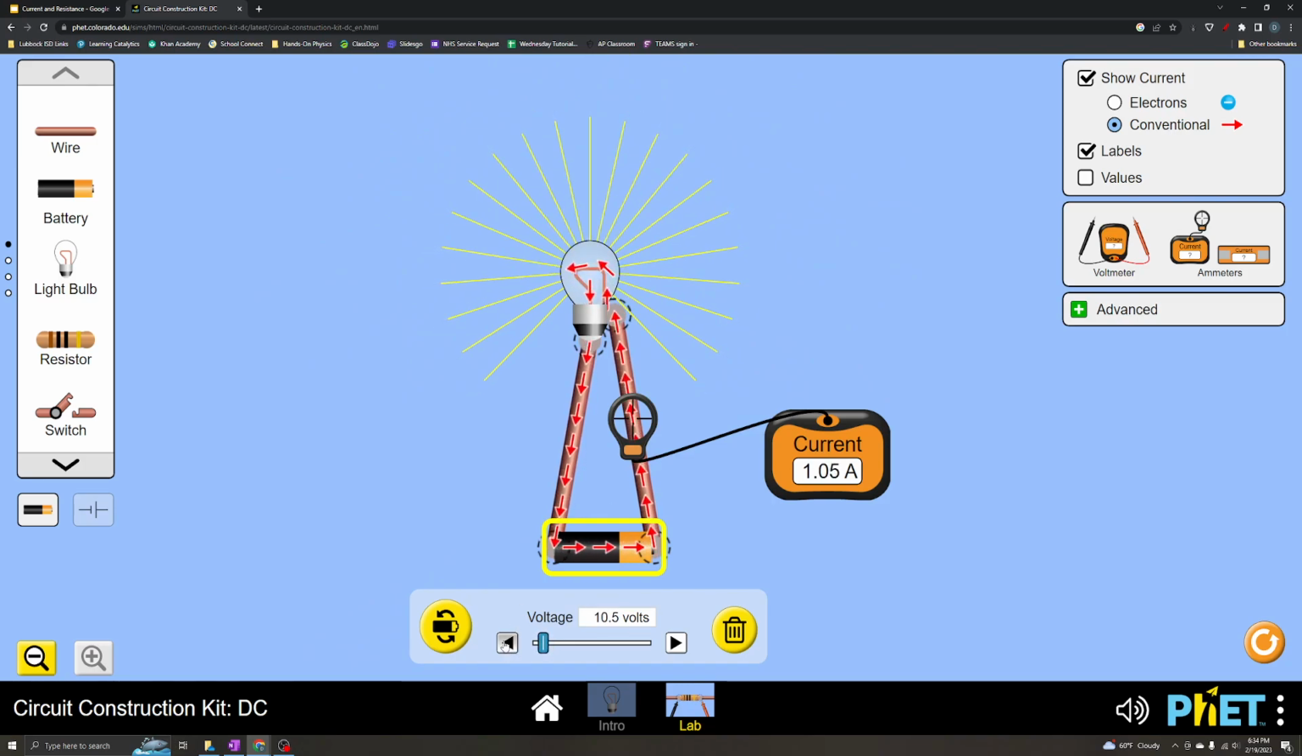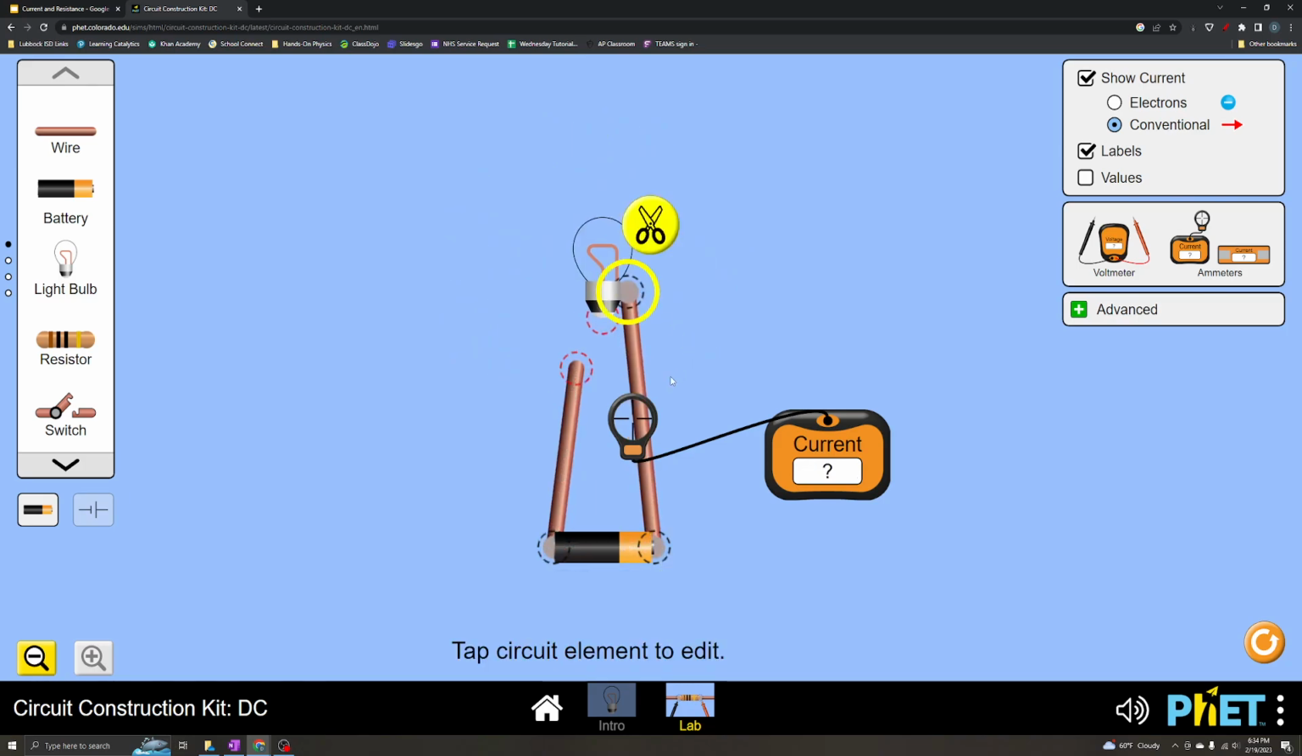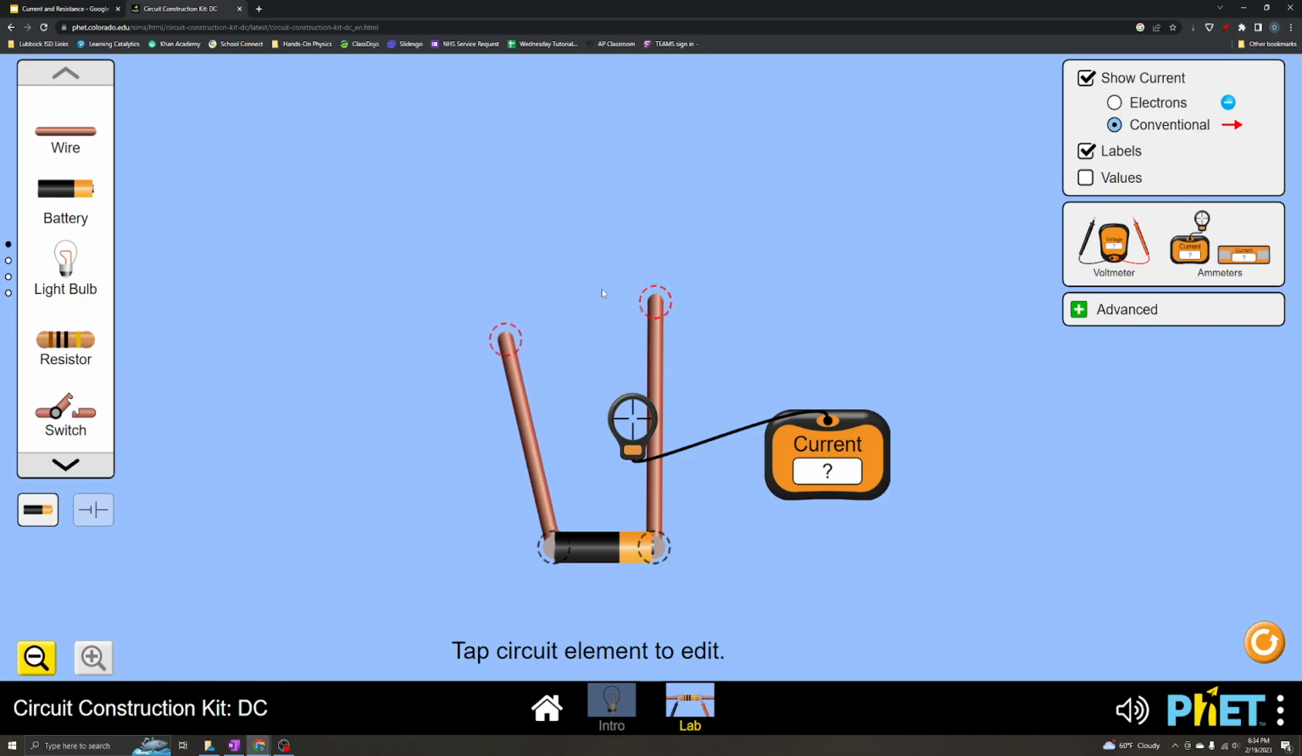Oh, that's too much clicking. Okay. And I'm just going to cut this guy off. By the way, you should notice, and this is review from middle school, that if the circuit is broken, then no current flows, just as a reminder.